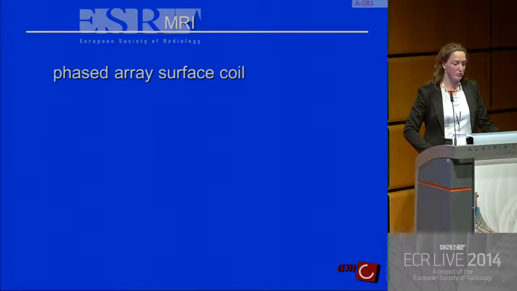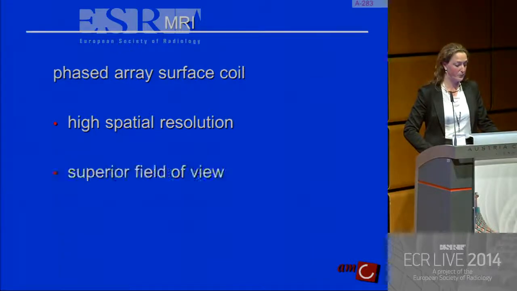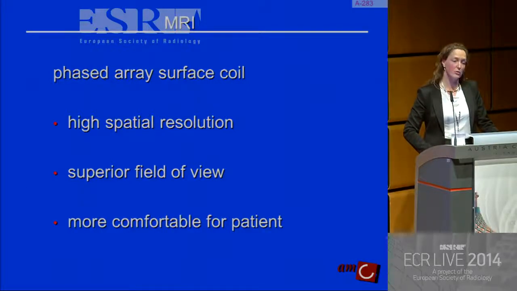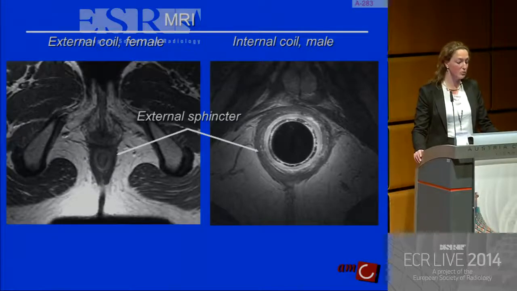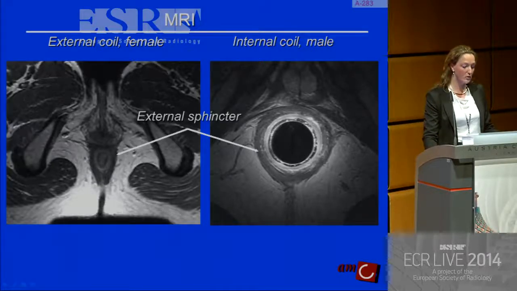Then the phased array surface coil. These have a high spatial resolution as well, have a superior field of view when you compare with the endoluminal coil, and are definitely more comfortable for the patient. I'll show you some images, both with the external coil and the internal coil. And on the right-hand side, you see the images with use of an endoluminal coil, and on the left-hand side, the images with use of a phased array coil.